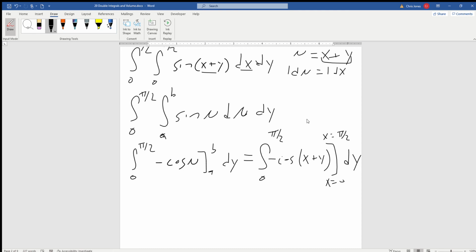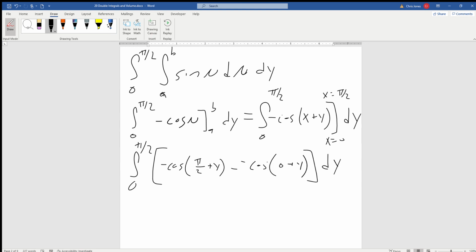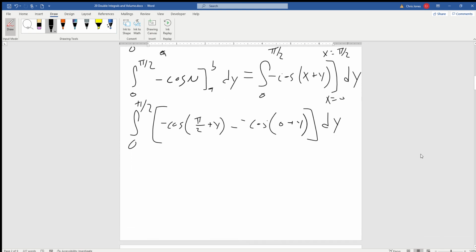Right? And now we're just going to substitute, and we're going to get a single integral. So 0 to pi halves, we're going to have negative cos of pi halves plus y, and then minus a negative cosine of 0 plus y, and that's dy. Now clearly the second term is just cosine. All right, so let's just erase this now that you've seen it, just to save a little bit of room. And we can just rewrite that as just cosine. So it's just going to be plus cos of y.